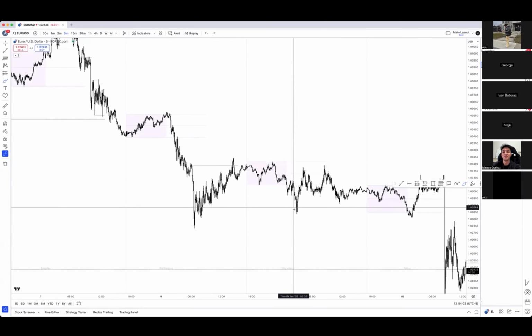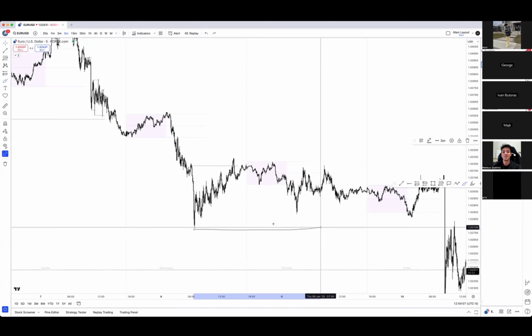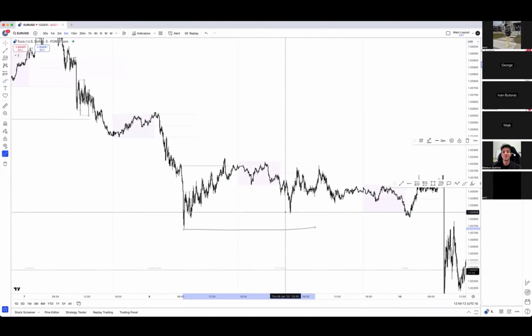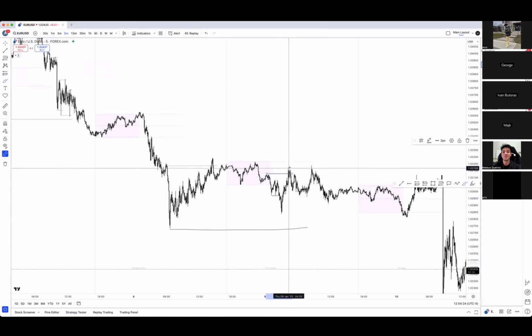Okay, comes to the low right here. Respects this low, engineering liquidity to the downside. And then you got the trap right here. Low gets taken out. Takes out the high. This was during London, so honestly, I wouldn't mind this one. This entry right here.